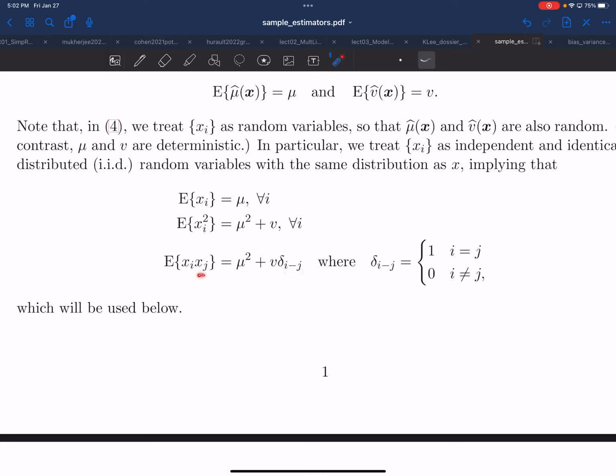So when i equals j, this comes alive and you get mu squared plus v. Now, if j is different from i, then they're independent. Then I can just look at the product, and they have the same mean, which is mu. So you just get mu squared, and this term goes away. That's because this went to 0.